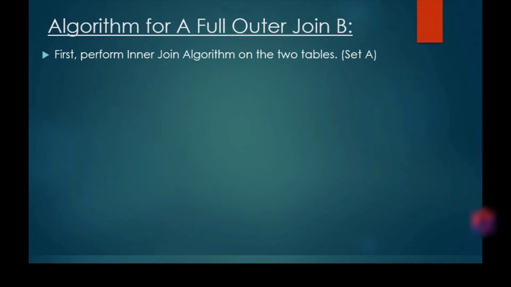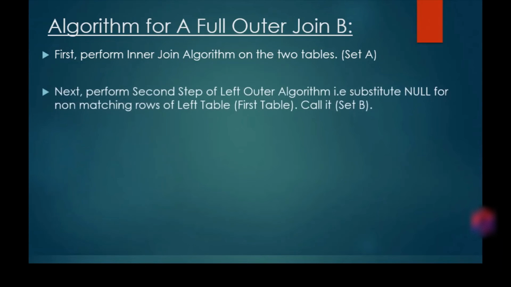Similarly, we will have some rows from table B that do not have a match in table A. This is something that is captured by the right outer join. So that's how we have the steps for full outer join also. After performing the inner join between A and B, we perform the second step of the left outer join algorithm.